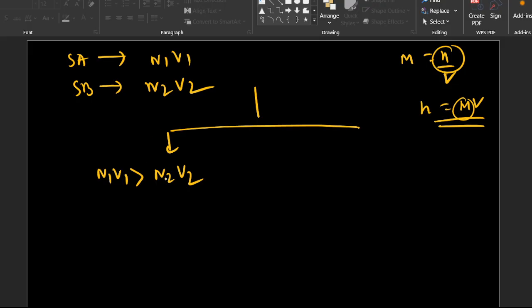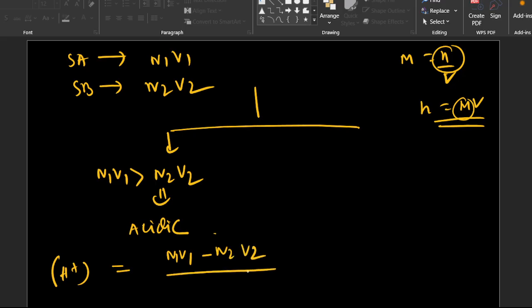So if N1 V1 is greater than N2 V2, where N1 V1 is for the strong acid, then the solution will be acidic, and for this case the H plus concentration will be what? (N1 V1 minus N2 V2) divided by (V1 plus V2).